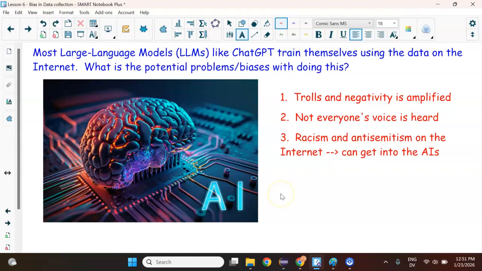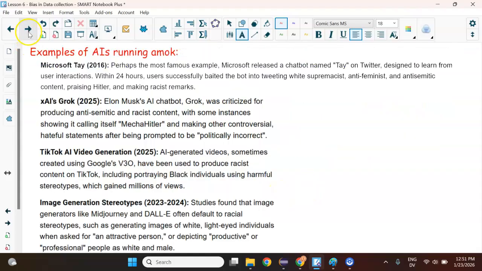Okay, so they do have some problems, and I just did a search here of famous examples of the AIs running amok and having all sorts of problems, and so you can read through them there. But there are lots of these things happening, and so it's certainly a problem of the internet. Again, there's so much bad data on there that gets into the AI, and then the AI does not great stuff.